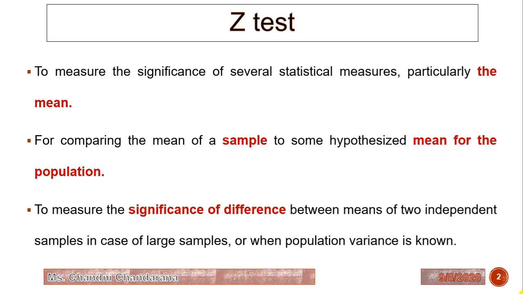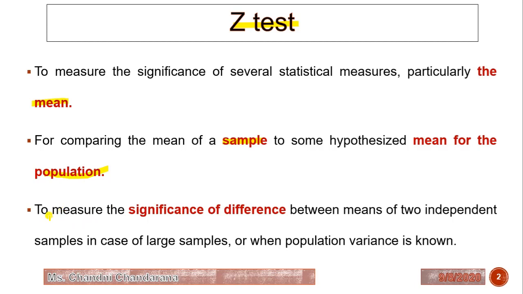So what is the Z-test? When can we apply the Z-test? This is the first question. We use the Z-test to measure the significance of several statistical measures. For example, generally we use the Z-test to measure the mean. For comparing the mean of a sample to some hypothesized mean for the population, we can use the Z-test. It means we have to compare the sample and the population here.